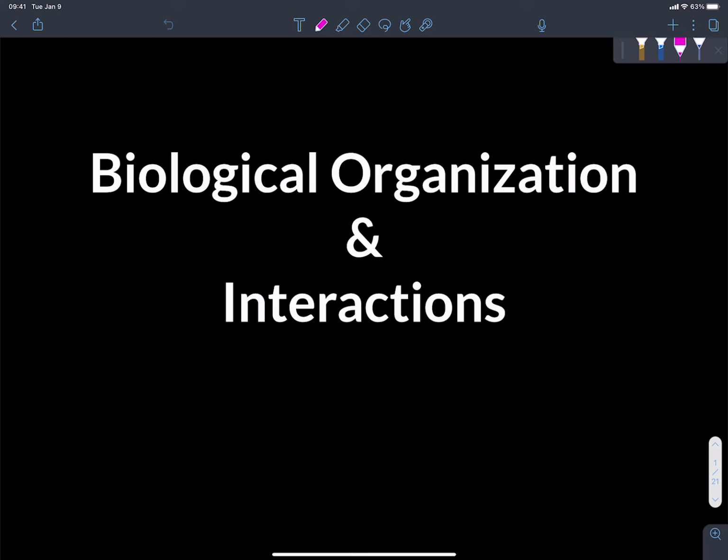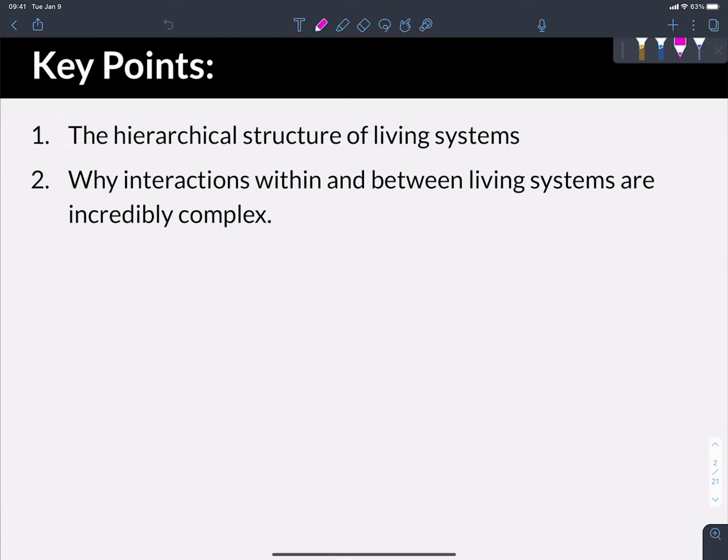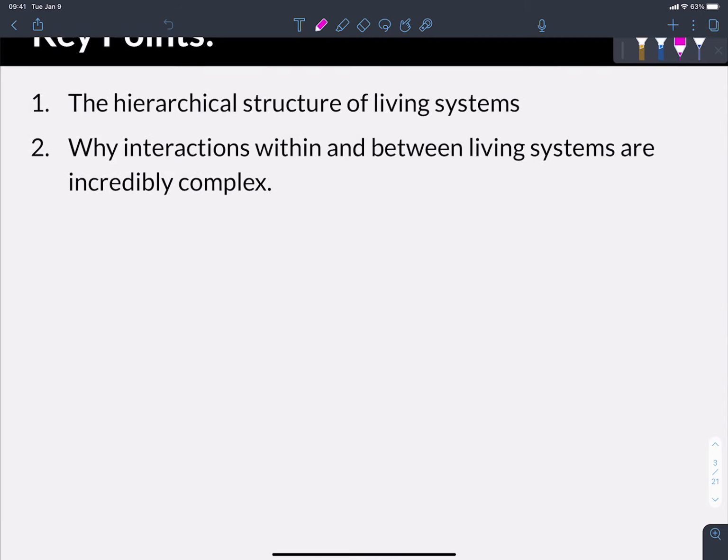Now we're going to look at how biological systems are organized, and how they interact with each other, or how the components of those systems interact. So really all we're going to talk about in this video are, in a broad sense, those two things: the hierarchical structure of living things, and why interactions within and between living systems are really, really complex. By far the most complex systems that we know of in the universe are living systems. So that's really interesting and is a major focus of biology.